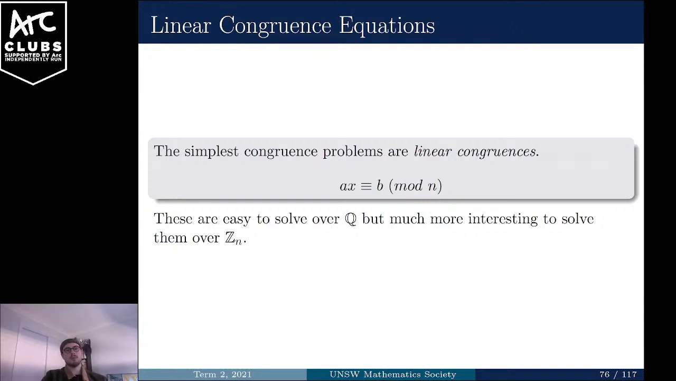Great. Okay. Linear congruence equations. So the simplest congruence problems are linear congruences. These are easy to solve over Q, but much more interesting to solve over Zn. This is because over Zn, n is not necessarily a prime, so we're saying n is an integer. We don't know if you have an inverse or not, so sometimes these are quite interesting to solve.